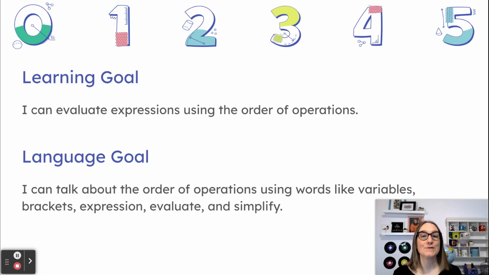And our language goal for this lesson is I can talk about the order of operations using words like variables, brackets, expressions, evaluate, and simplify. Before we get started, I think it would be a good idea to review some key vocabulary.